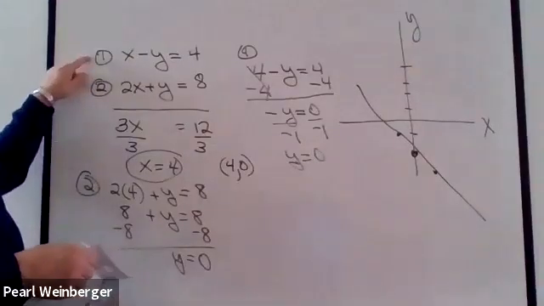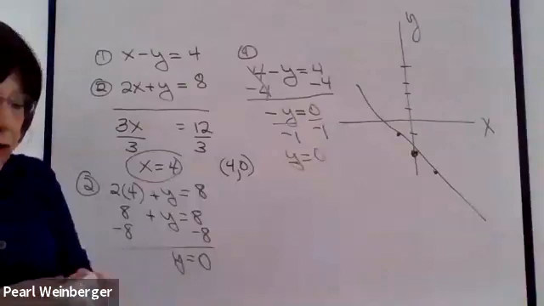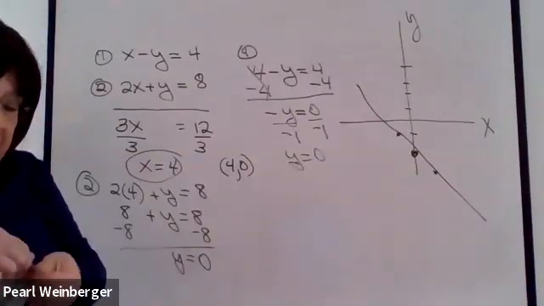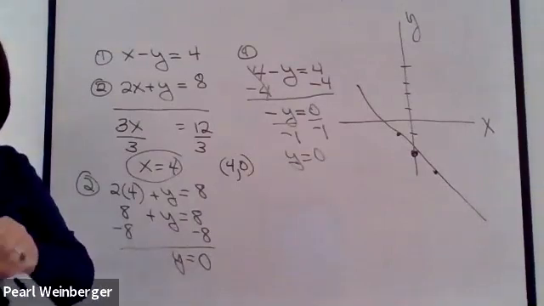So 1 and 2 are line 1 and line 2. This was line 1 and this. Okay. And notice it didn't make a difference which of the equations I used to find the y.